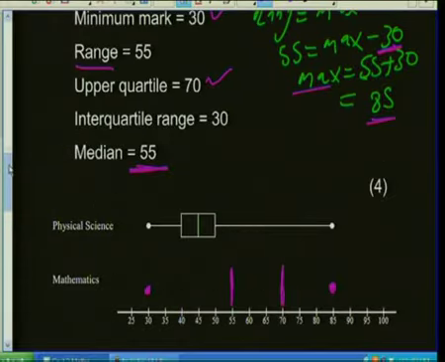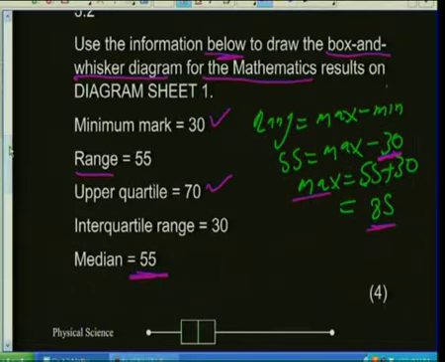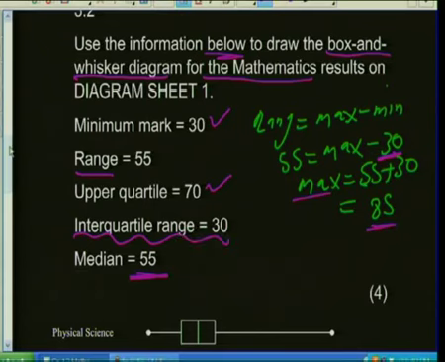Let's see. How can I get my lower quartile? I don't have a lower quartile in this case, but I have the upper quartile and interquartile range. So how do you work out interquartile range? Remember, interquartile range is the upper quartile minus the lower quartile. So I have interquartile range and the upper quartile, so I can work out the lower quartile. Let's see, how can I do this?